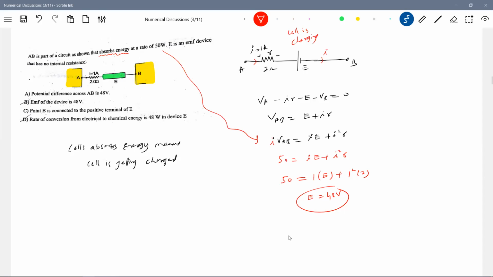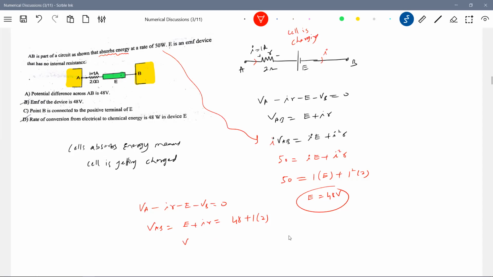EMF of the device is 48 volt. Potential difference across AB cannot be 48 volt, no? So VAB we will calculate. VAB equals E plus IR, which is 48 plus 1 into 2, 50 volt. Look at this, VAB is greater than E.